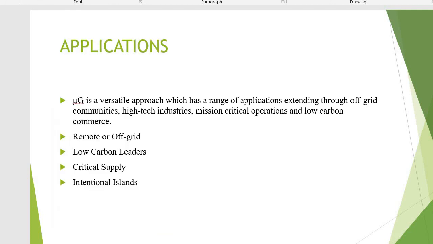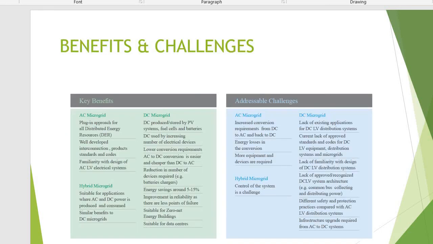Now a microgrid is a versatile approach which has a range of applications extending through off-grid communities, high-tech industries, mission critical operations and low carbon. It can be operated remotely or off-grid. It acts as a low carbon leader because there are fewer carbon emissions. When we are connecting the microgrid, we are working in islanded mode, with intentional islands and critical supply. So these are the benefits and these are the challenges.